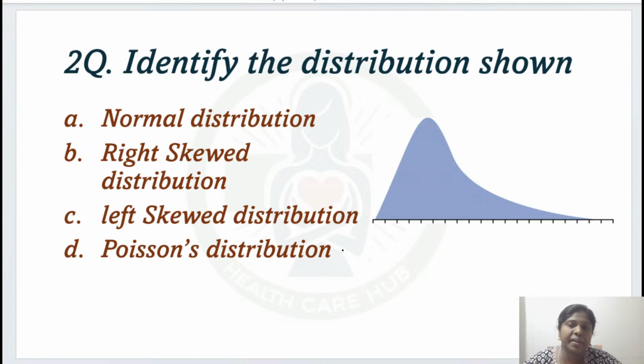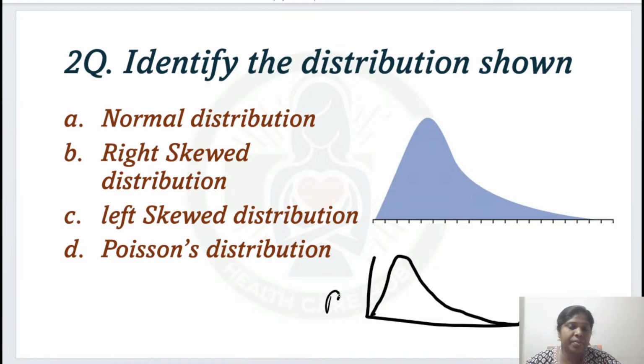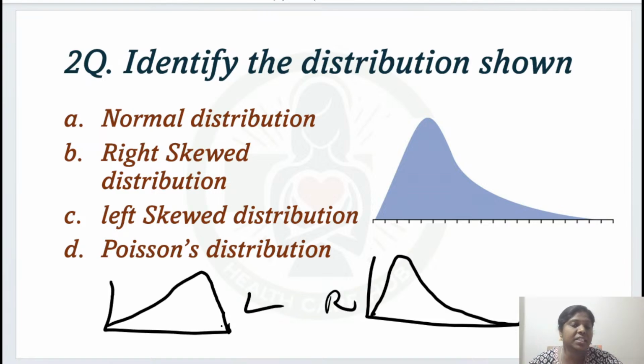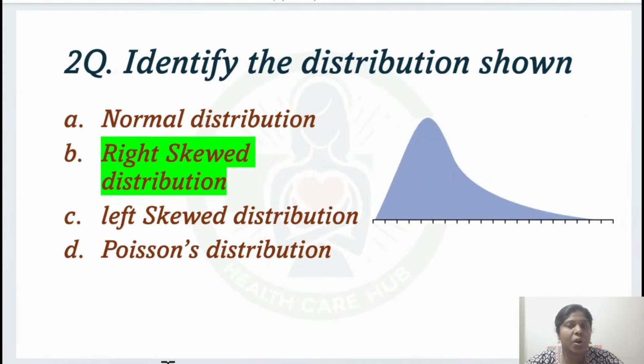If you look at the diagram here, this particular diagram is on the right side. If the same graph is on the left side, that is called a left skewed distribution. If it is on the right side, this is called a right skewed distribution. This is right and this is left. I will show you both the images now.